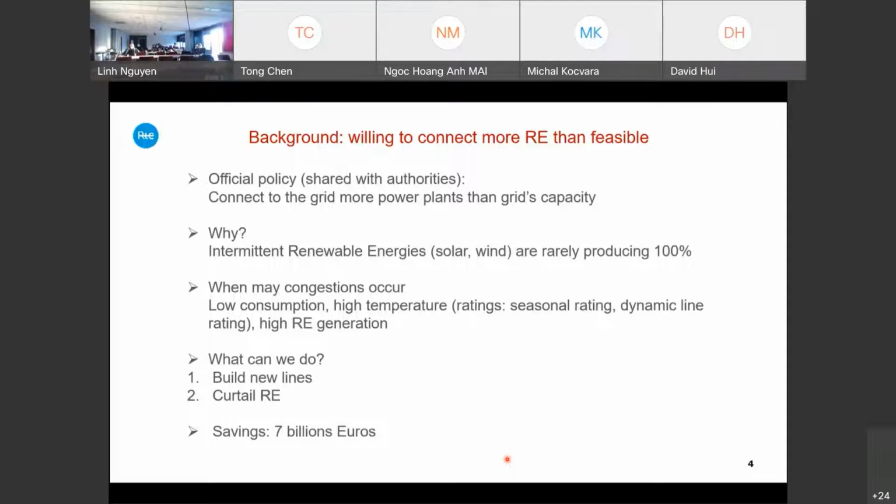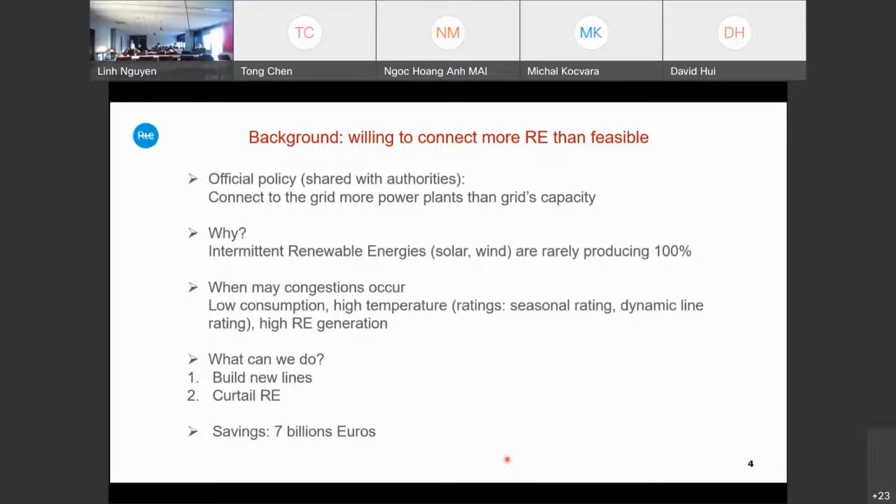So when may congestion occur? Congestion is when there is too much power on the line, or near to too much power. It's when you have low consumption. Otherwise, the power stays at the same place. If you have a high consumption with a high local generation, then no issue on the transmission line, because the power stays at the same place. But when you have a very low consumption, let's say by night in August, in a windy area, the consumption is very low.